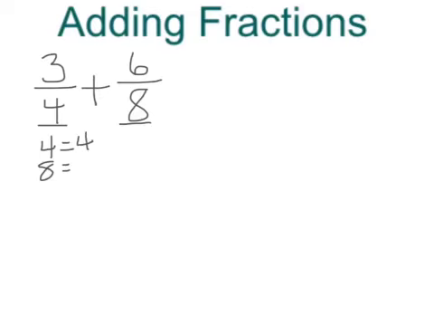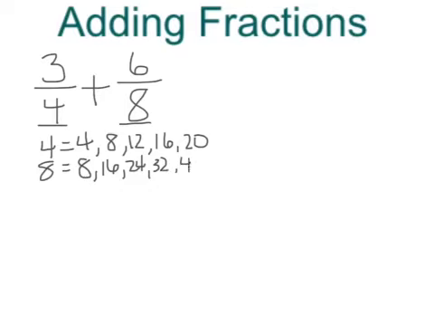4 times 1 is 4, 4 times 2 is 8, times 3 is 12, times 4 is 16, and times 5 is 20. Now let's move on to 8. 8 times 1 is 8, times 2 is 16, then 24, 32, and then 40. Now we're going to look at these two lists and see if they have any numbers in common. If they don't, we have to keep listing multiples until we find one that matches. But if they do, then we are already done. In the case of 4 and 8, 8 is their smallest common multiple.